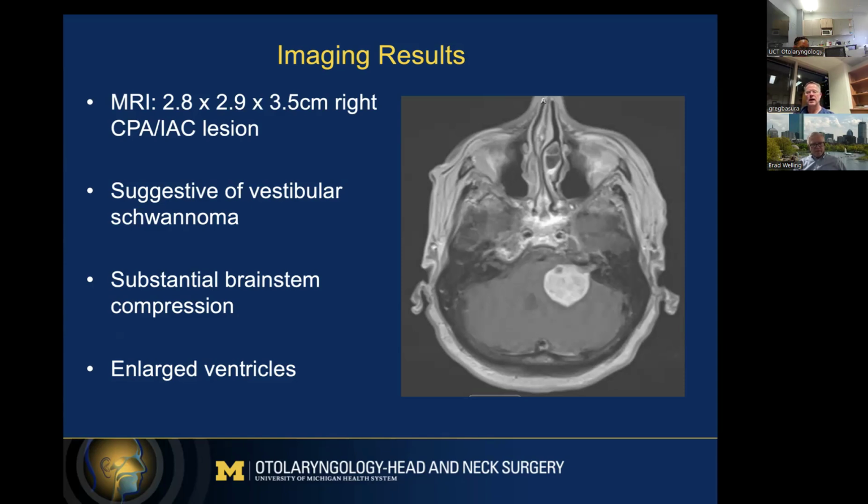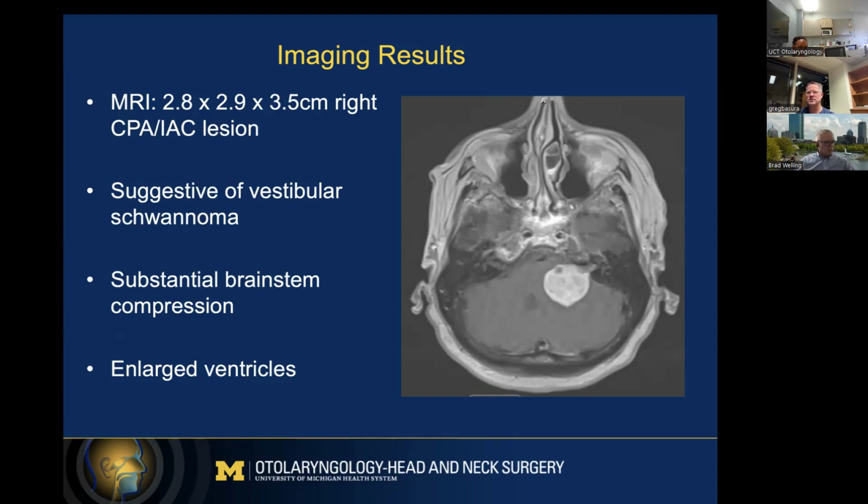Can you think of any other benign tissues that might be in there? You can also have epidermoid cysts. Yeah, absolutely. Anything else? Lipomas. There you go. Exactly. So you can have a lot of things.